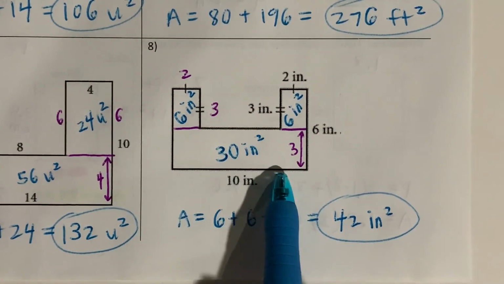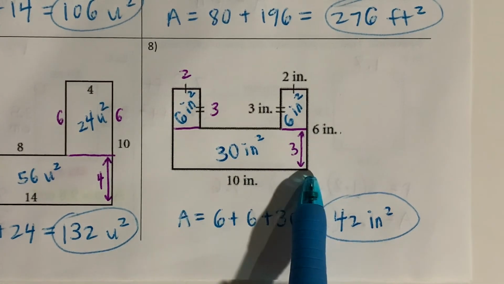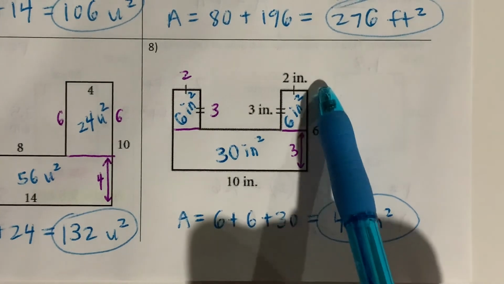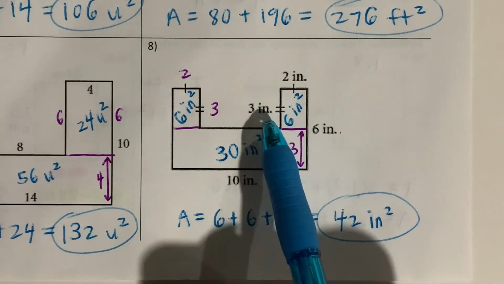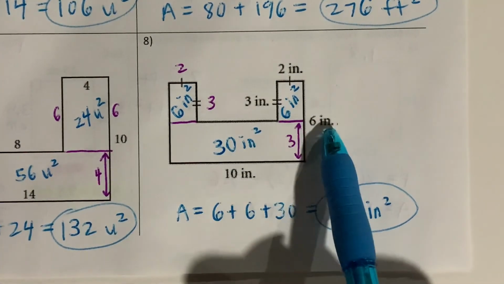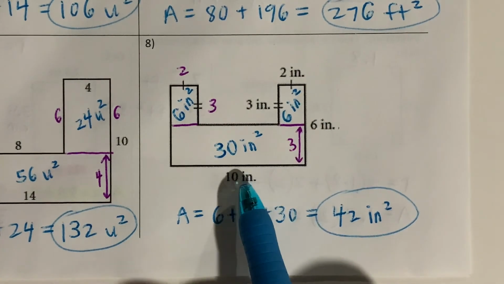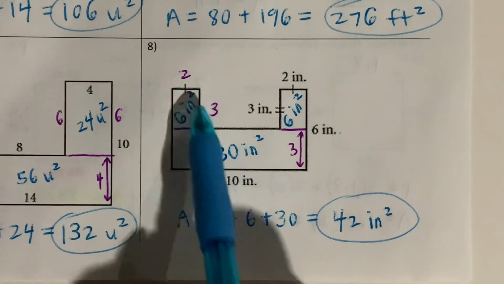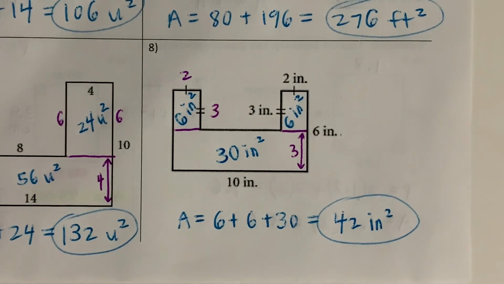And then along my bottom rectangle here, I knew the base was 10, but I had to discover my height. And so if I knew that this distance here along the right was 6 inches and this little piece here was 3, 6 minus 3 gives me 3. So base times height, 10 times 3, or 30 square inches. Add up my 3 smaller areas and I get 42 square inches.